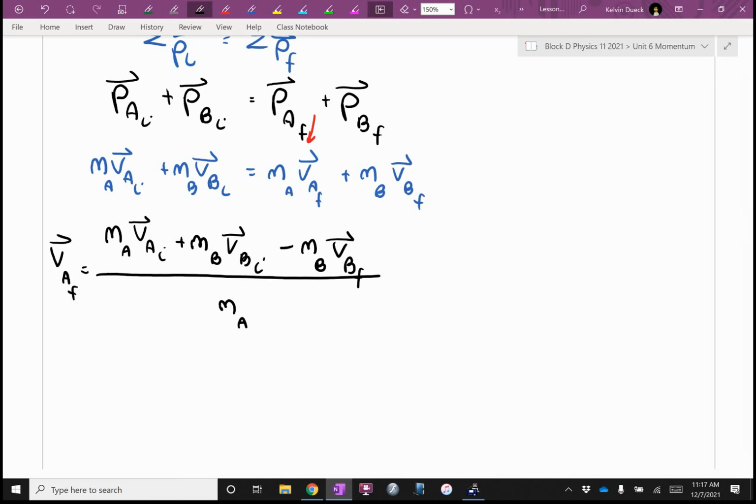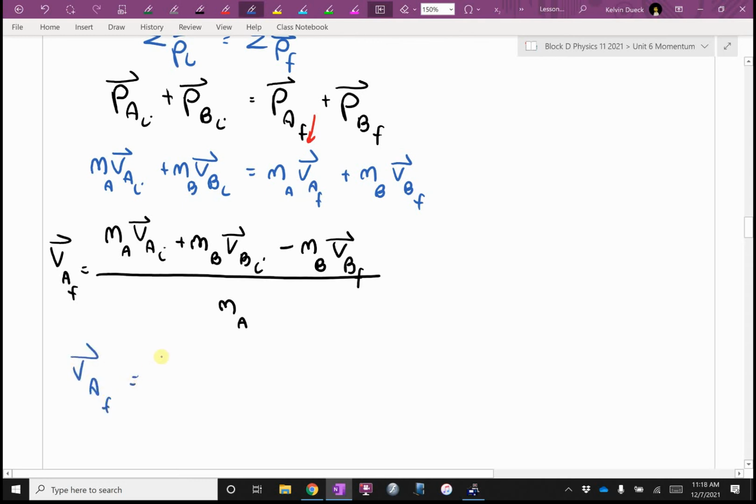What we're really saying is this. Here's all the momentum we started with. Some of it was absorbed by car B. What's left went to car A, and then to find its speed, divide by its mass. Now we're at the plug and chug stage. Numbers.